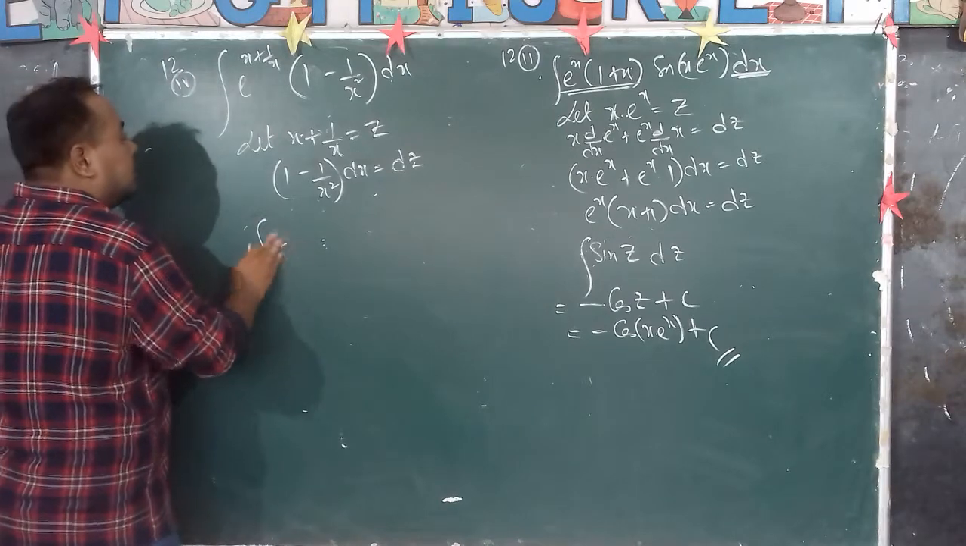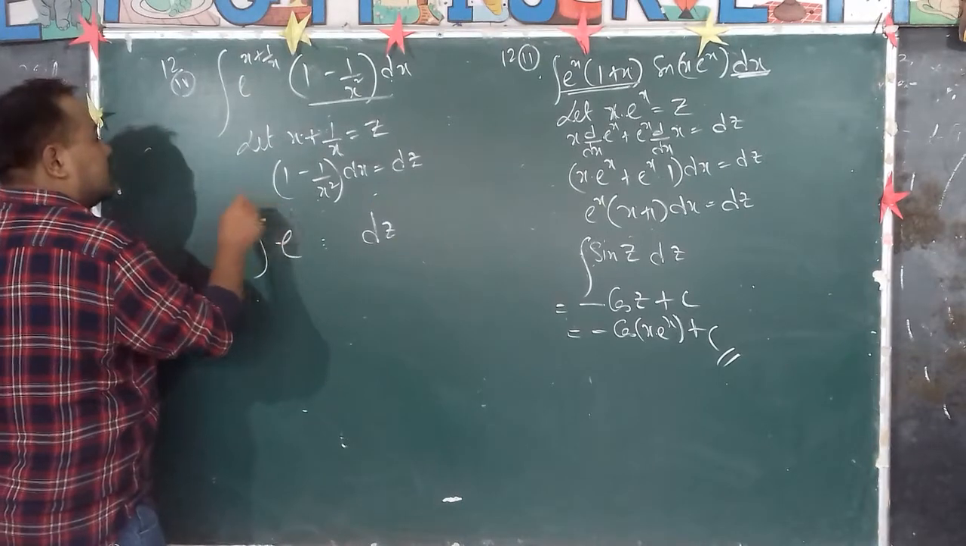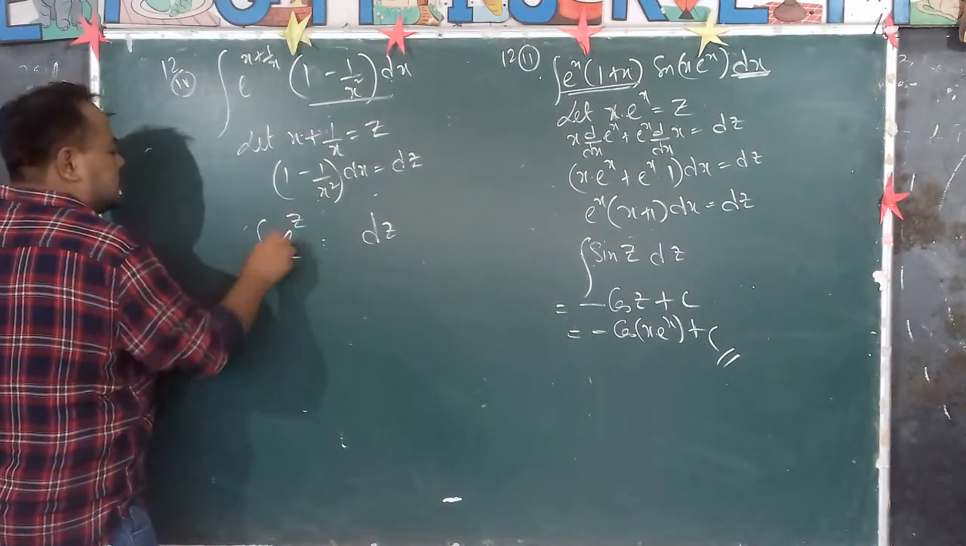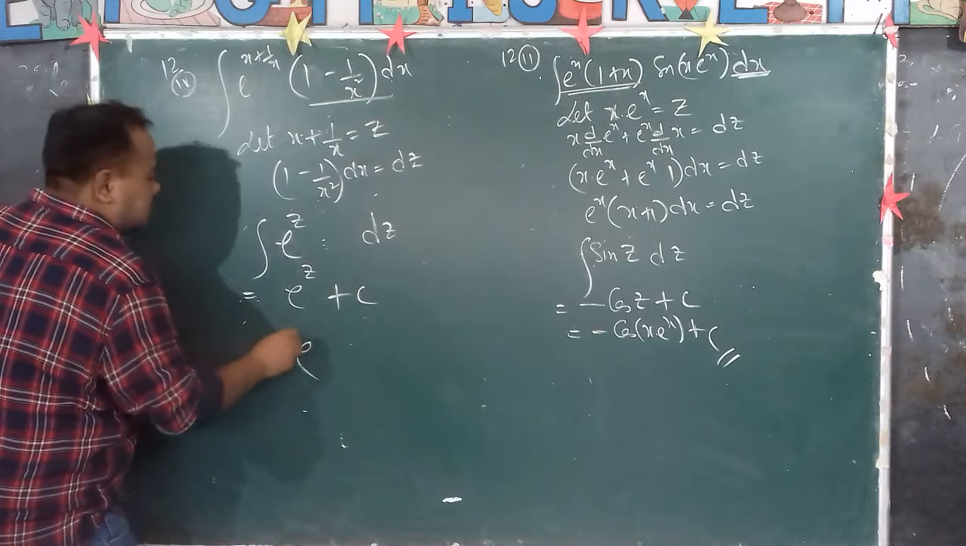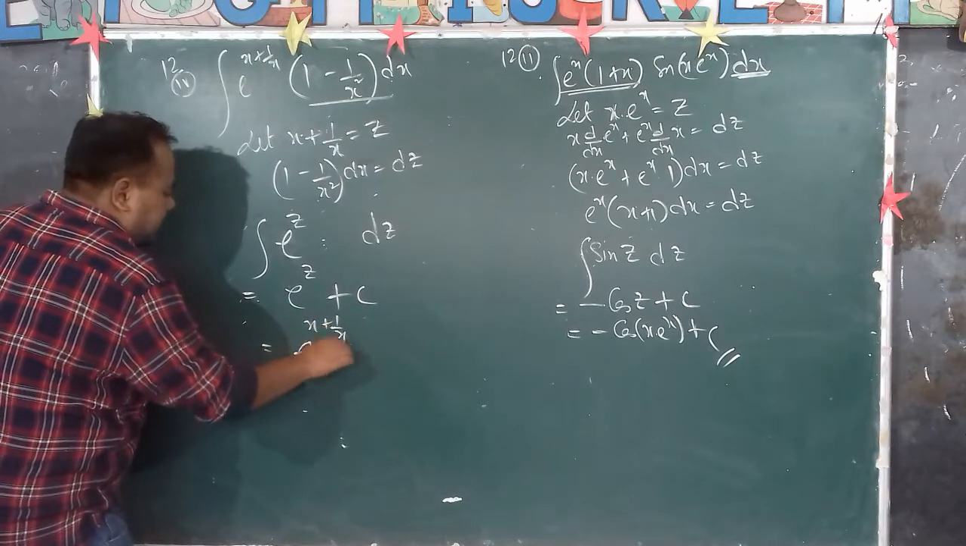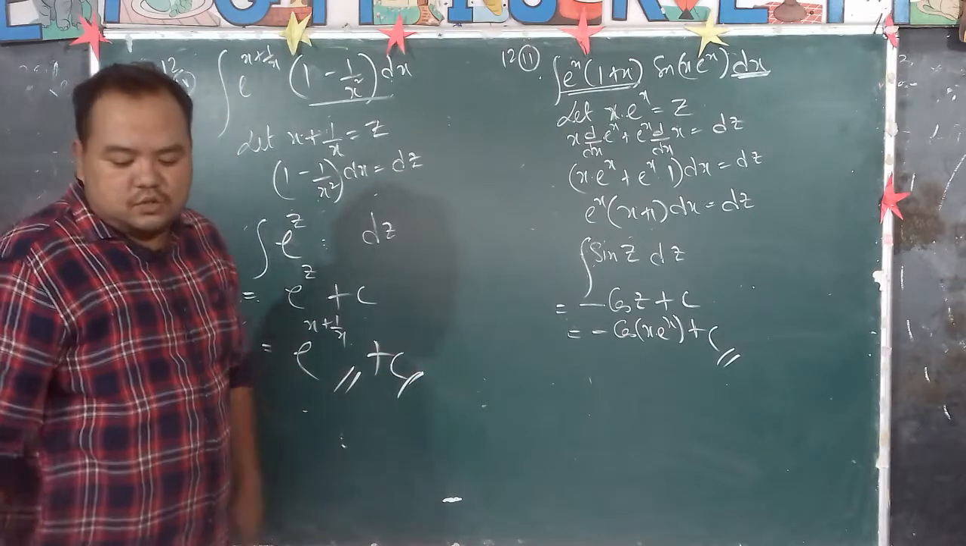Now please put in the values. So instead of these two, what can I write? dz. So instead of e to the power x plus 1 by x, what can I write? z. So the integration of e to the power z is e to the power z plus c. So e to the power, what is z? x plus 1 by x, plus c. So this is how you solve questions on substitution.